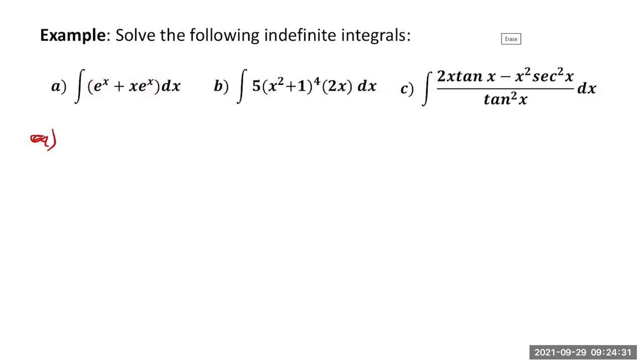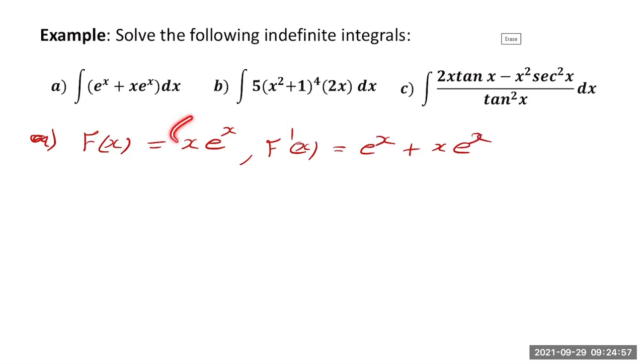Well, if you try this function, uppercase F of x is equal to x times e to the power x, what is the derivative of this product, x times e to the power x? That's exactly this function, right? If you take the derivative of uppercase F of x, you get e to the power x plus x times e to the power x. That means this is an antiderivative of this given function.